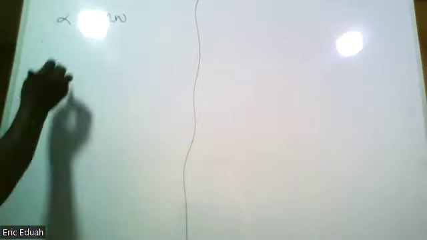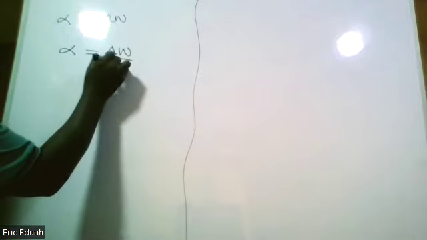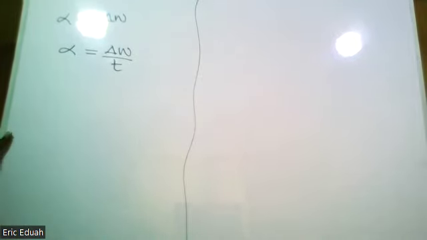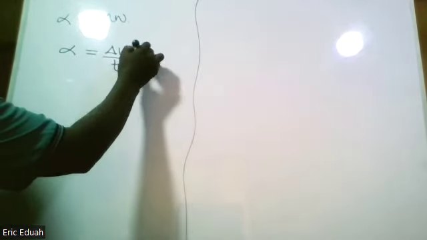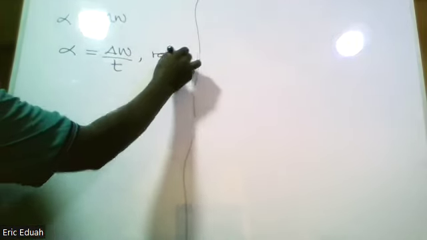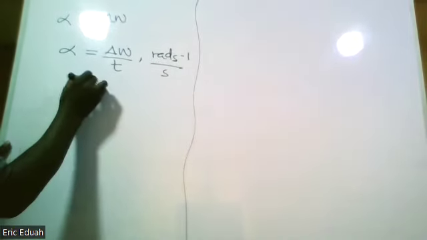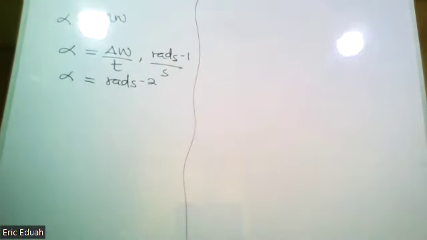So yes, the symbol, please don't forget the symbols. Alpha is delta omega over t. Let me bring it down. Alpha is equal to delta omega over t, the rate of change of angular velocity with respect to time. SI units, radian per second, giving us radian per second squared for alpha.